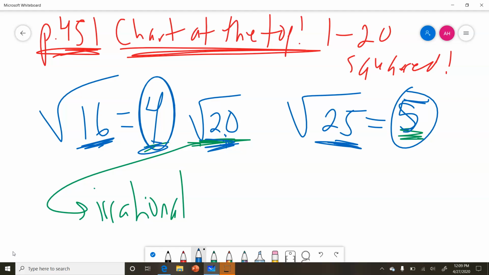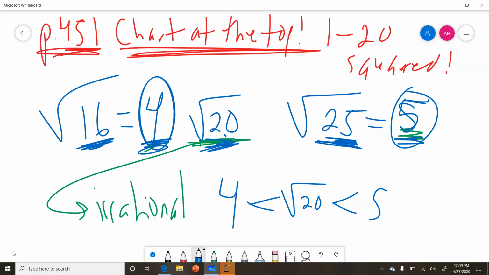So I have 4, square root of 16, right? 16 is right below 20, so I know that it's 4. And 25 is right above 20, so I know that it's 5. So I would say something like this: 4 is less than the square root of 20, but the square root of 20 is less than 5. Okay? Do you see how that works? Not too bad. I'm going to do another example.